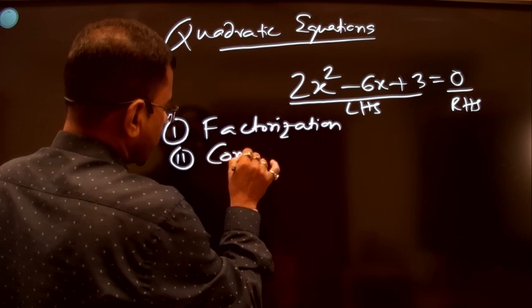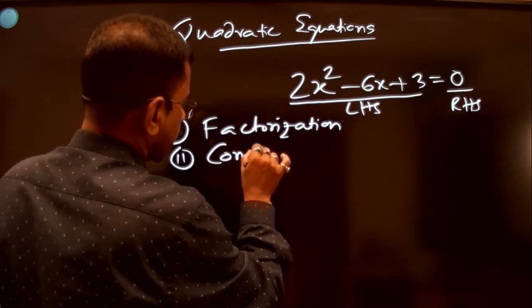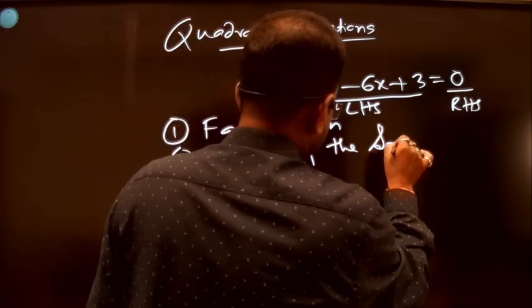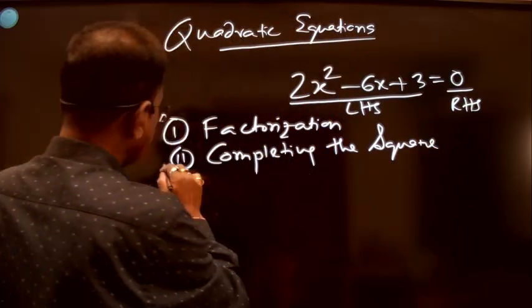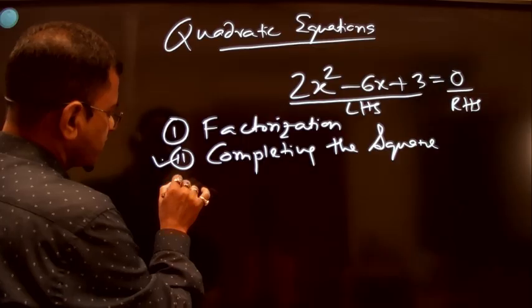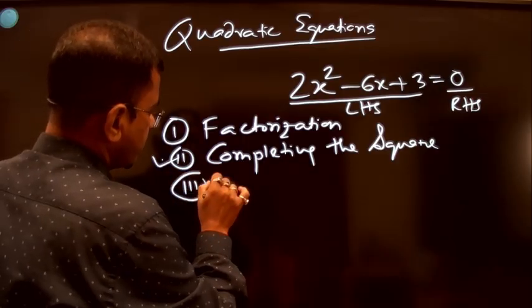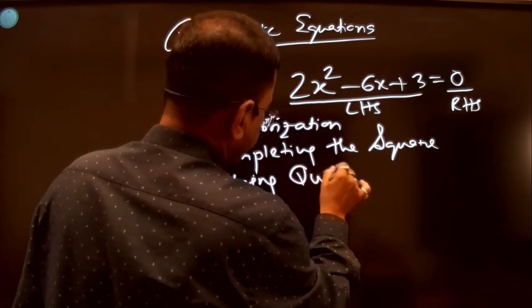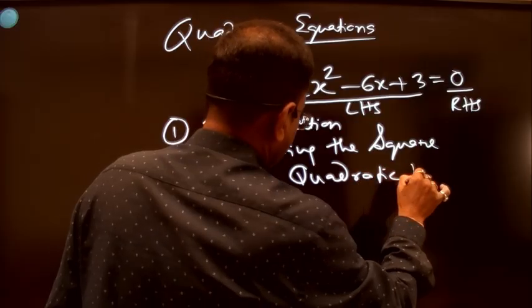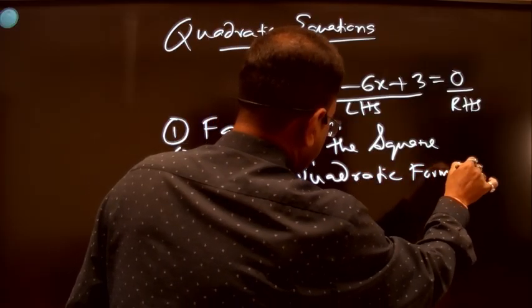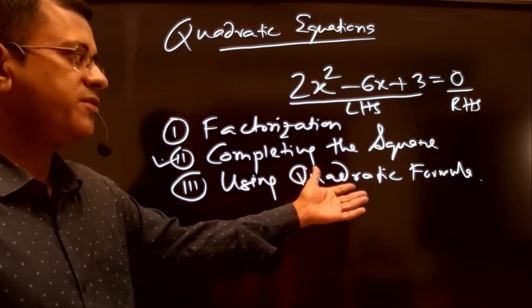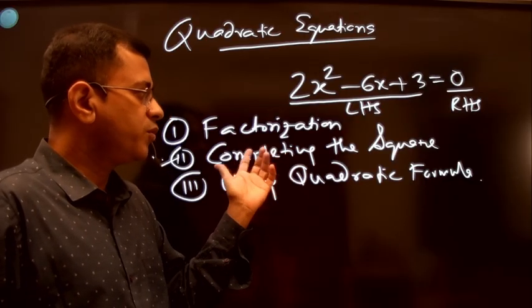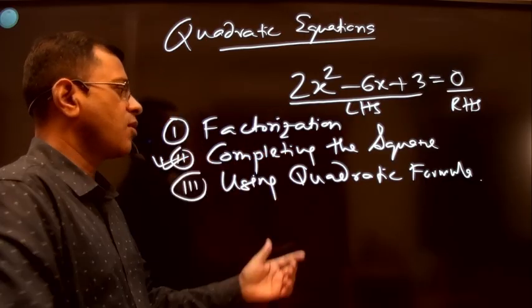The second one is completing the square method. This method is excluded in the CBSE syllabus. The third one is using the quadratic formula. To derive the quadratic formula, we use the second method, that is completing the square.